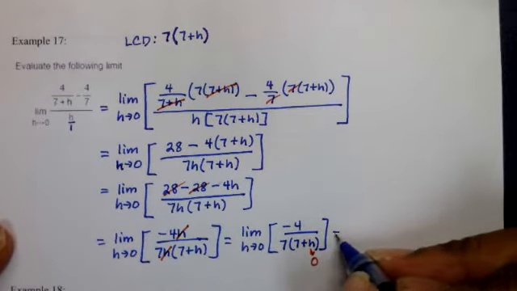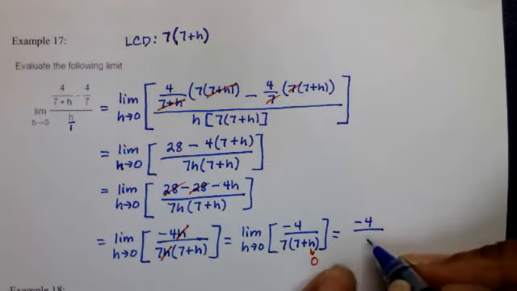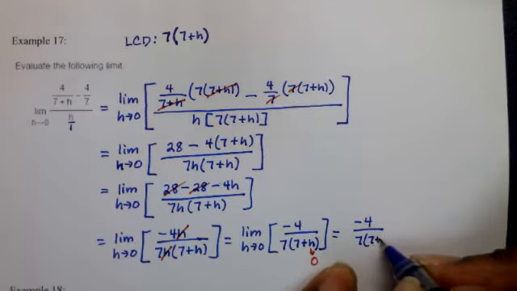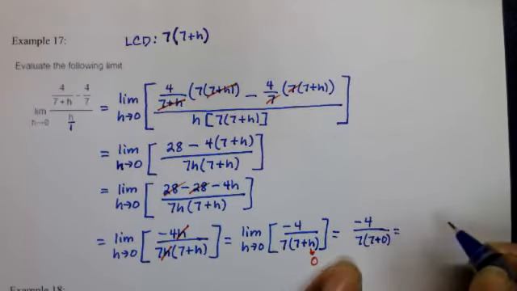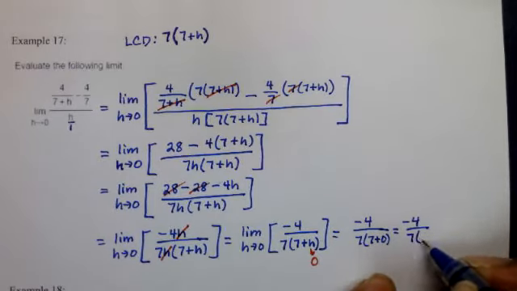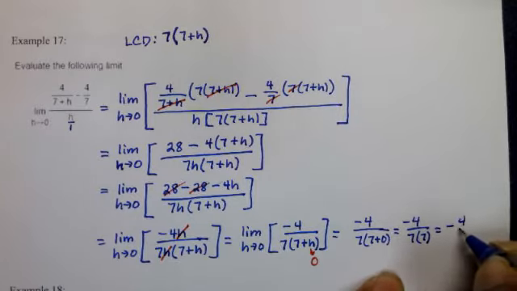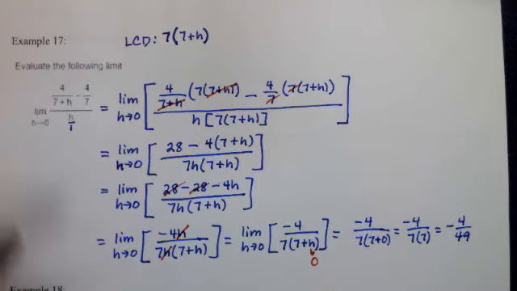Then this expression will be negative 4 times 7 times 7 plus 0. Then negative 4 over 7 times 7. And if I simplify this, it will be negative 4 over 49. And that will be the final answer for the limit as h approaches 0 of 4 divided by 7 plus h, minus 4 sevenths, all divided by h: negative 4 over 49.